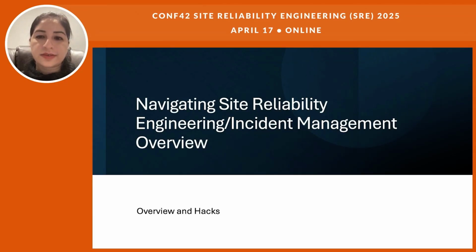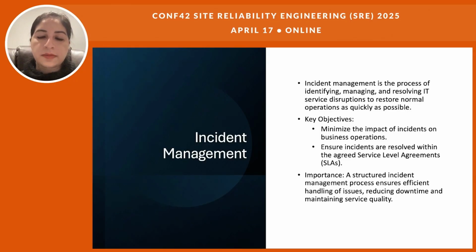In this session, we'll explore three connected processes: incident management, problem management, and change management, and how they work together to minimize disruptions, resolve issues efficiently, and ensure long term system stability. So, with this, let's begin by diving into incident management, which is the first line of defense in handling IT service disruptions. So, let's talk about navigating incident management.